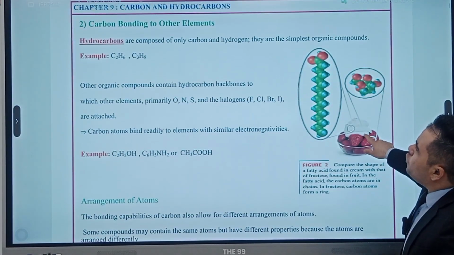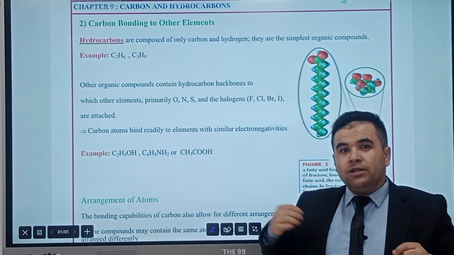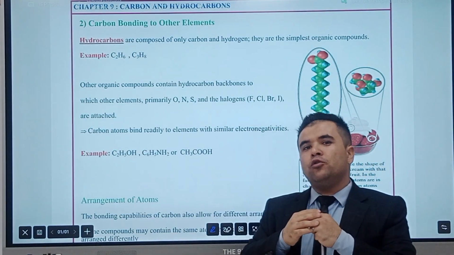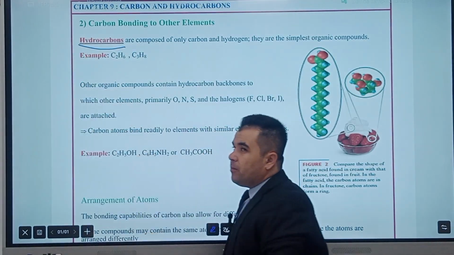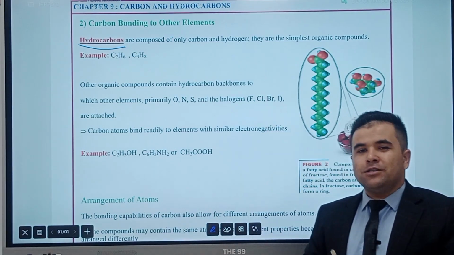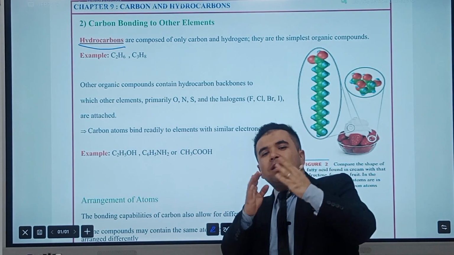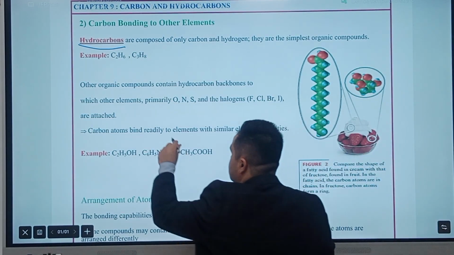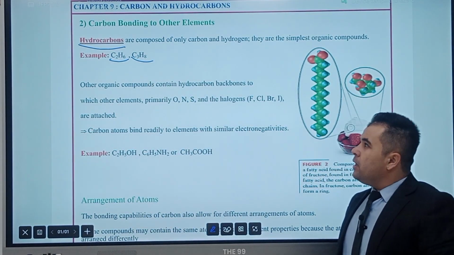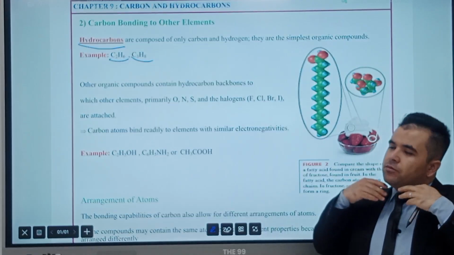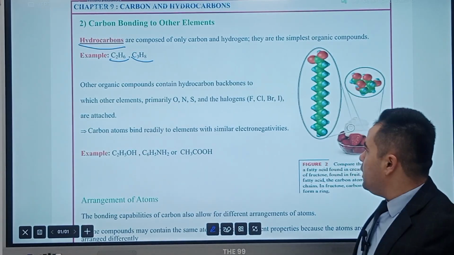The carbon bonding to other elements, guys. Carbon, as it has a tendency to bond with itself, has a tendency as well to bond to other elements. The best example of this is the hydrocarbons, and we'll be talking about the hydrocarbons in detail in section 3 and section 4. A hydrocarbon is any compound that contains hydrogen and carbon. For example, here we have C2H6 and C3H8, ethane and propane. These are two hydrocarbons. There are many more, and we have thousands of hydrocarbons.